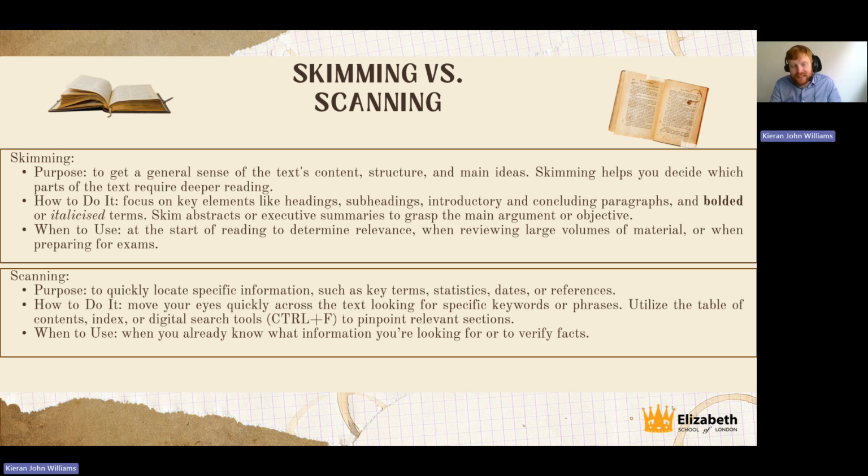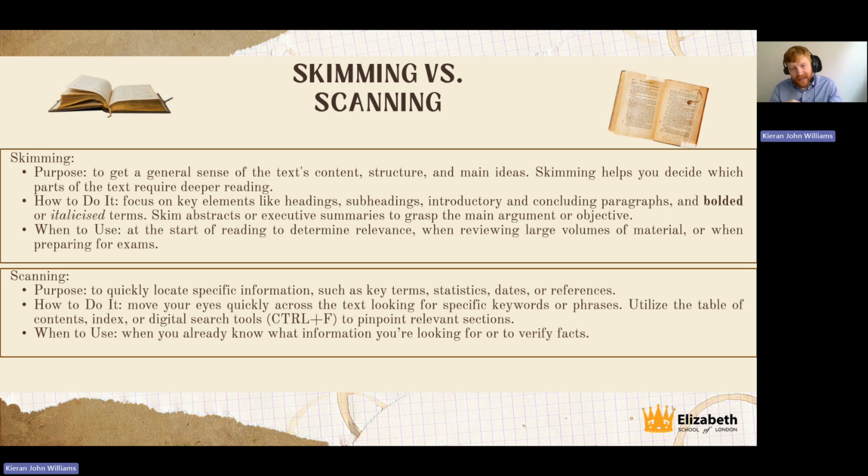So this gives us a sense of what the text is like, what the content is, what the structure is, and what the main ideas are. So skimming in that sense helps you to decide in which part of the text the main information that you need is going to be. Because you've got a general idea of what the whole text is about, then you can focus on different sections.